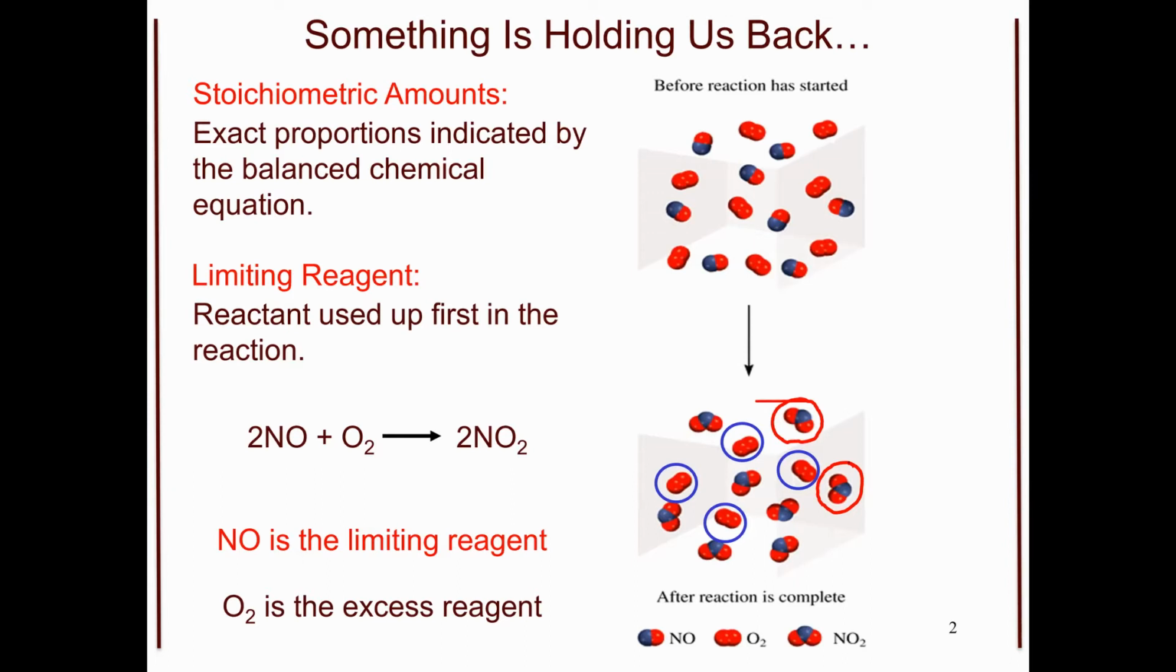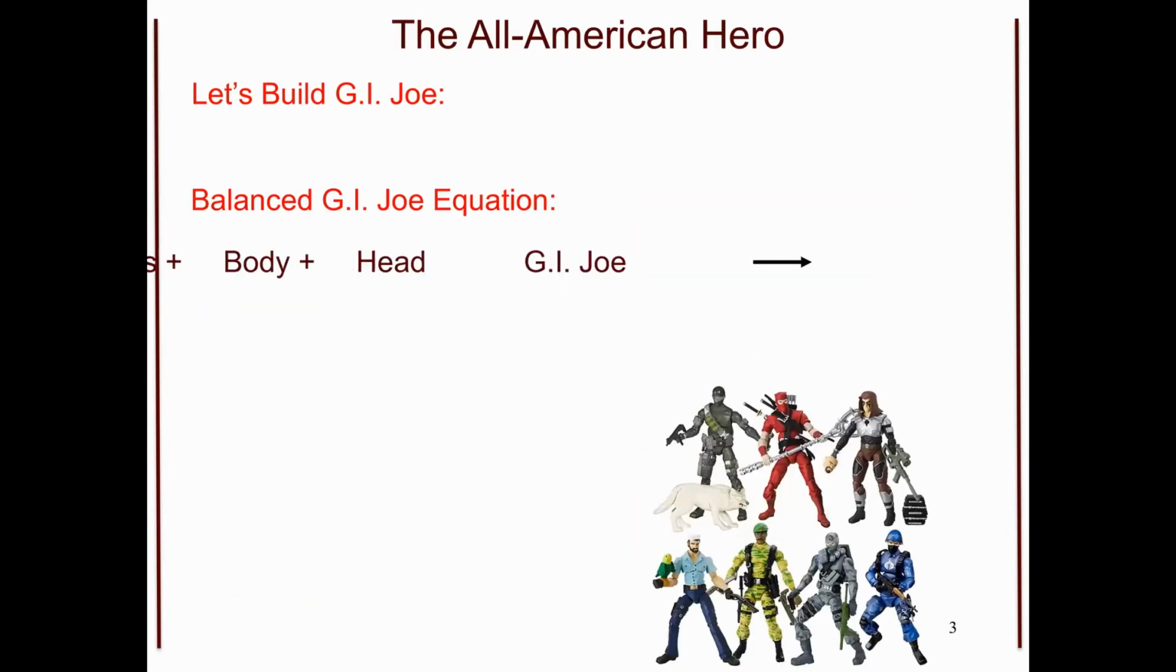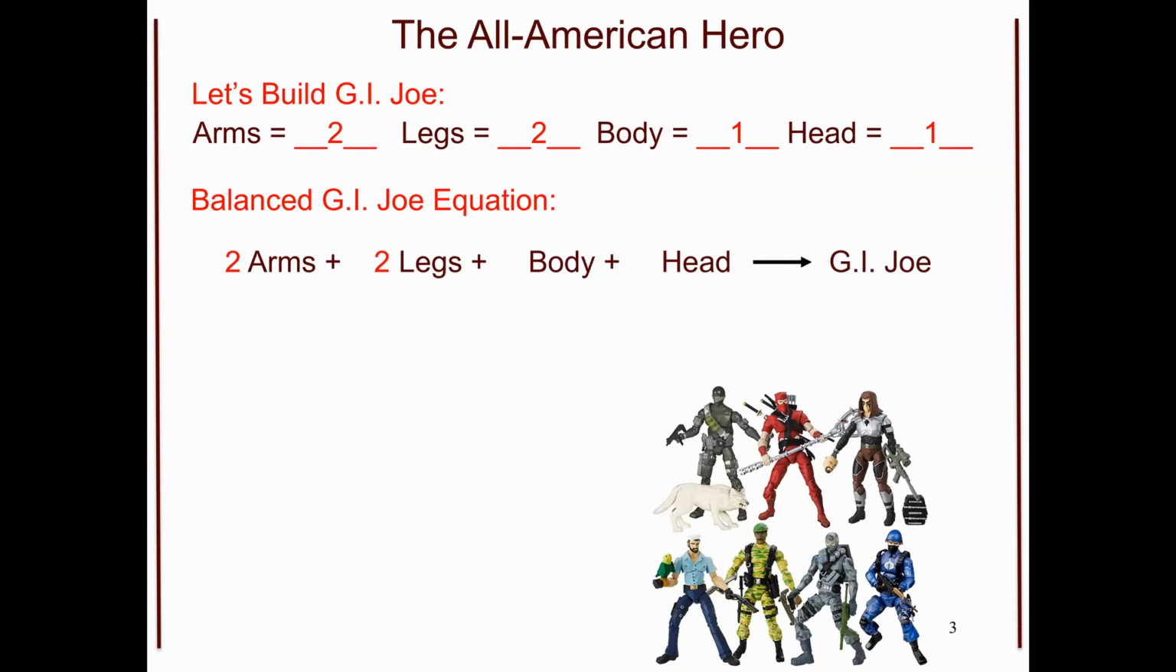So this is the chemistry side of it, but this can get a little cumbersome and hard to understand. So let's take this back to something that, at least from my childhood, is very easy to understand when we are trying to deal with the limiting reagent. And that is the GI Joe. So we are going to build GI Joes using a balanced chemical equation. For a good GI Joe, you need to have 2 arms, 2 legs, a body, and a head. So this can be created using what we can think of as a balanced chemical equation. 2 arms plus 2 legs plus a body and a head gives us a quality GI Joe.